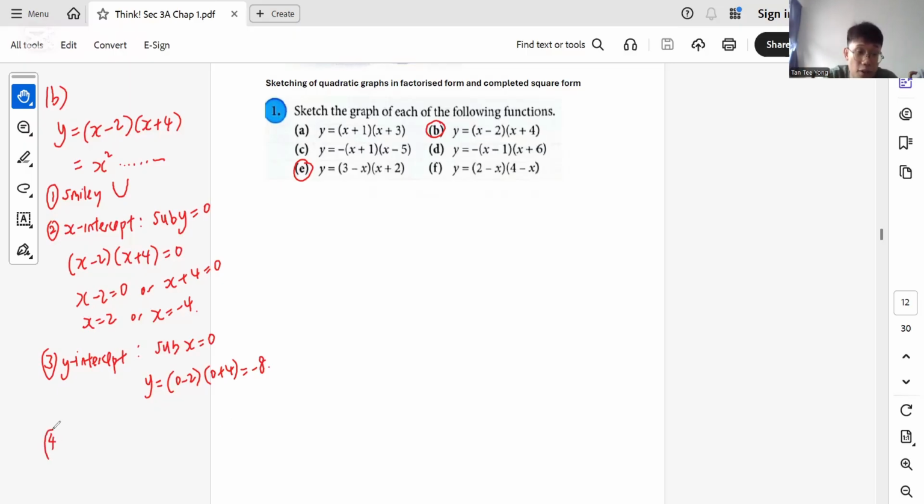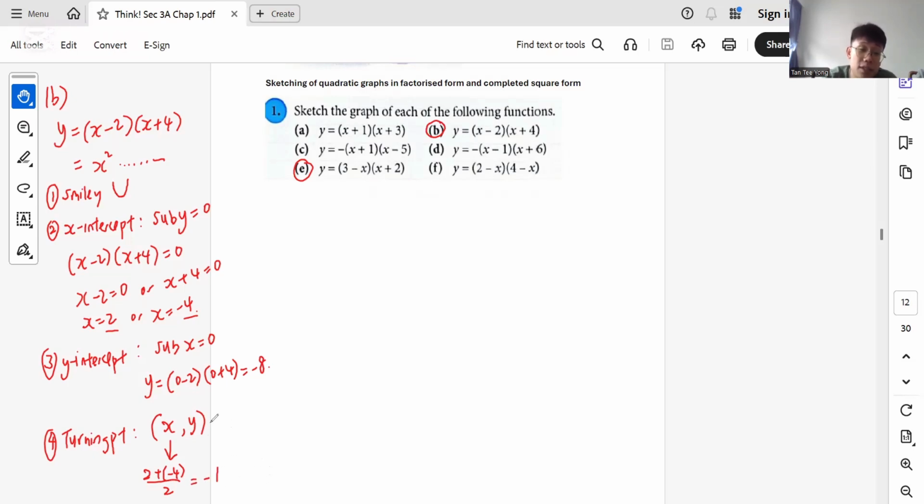Okay, next one, number four, you need to find out what is your turning point. So in this case, our turning point is a minimum point, because it's a smiley face graph, right? So it's a minimum point. So how do I find out the minimum point? So the minimum point means also the minimum coordinate. So the coordinate is given by x comma y. Okay, so how do you find out the x part first? You need to take the two x-intercepts, add up, and then divide by 2. So basically, it's just 2 plus negative 4 over 2, which gives you negative 1.